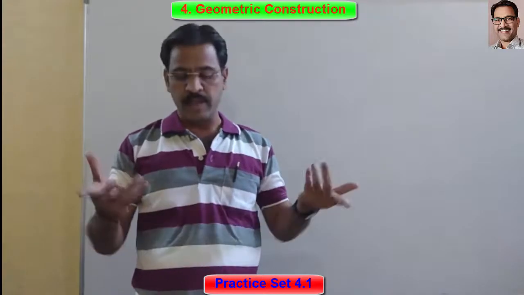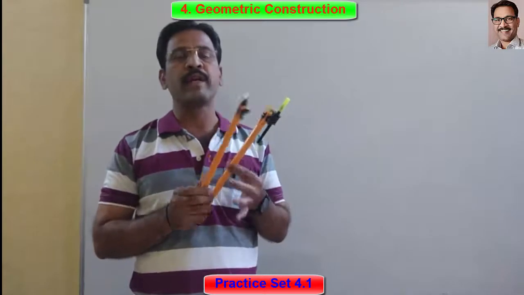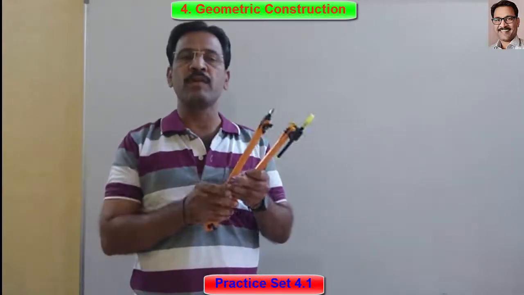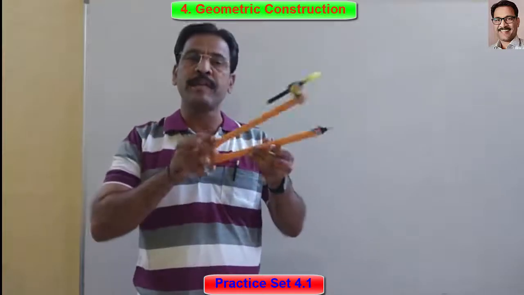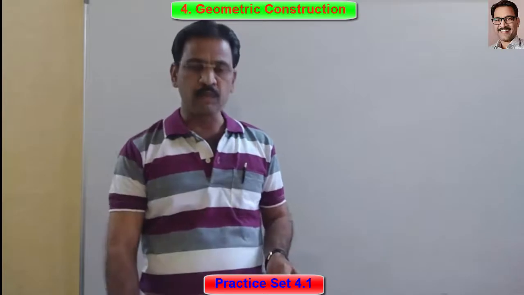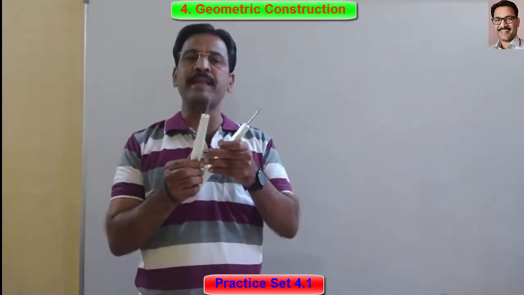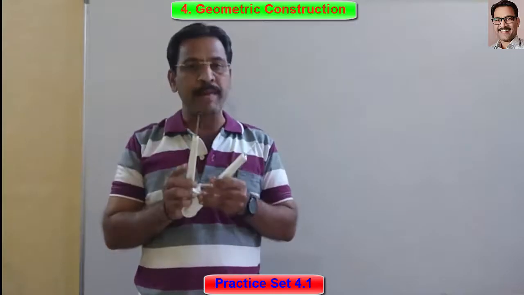Okay friends, as you know, what is this? Compass. With this compass we can take some distance and draw an arc. Sometimes we can draw a circle as well. Now what is this? The divider. With this divider we can measure the length of a segment also.